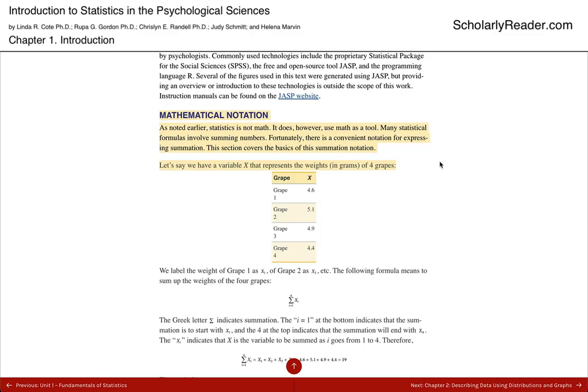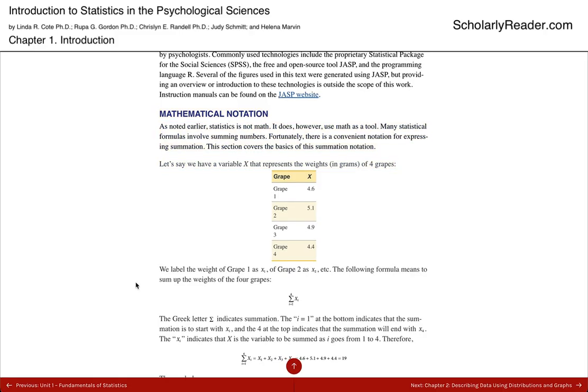Mathematical notation. As noted earlier, statistics is not math. It does, however, use math as a tool. Many statistical formulas involve summing numbers. Fortunately, there is a convenient notation for expressing summation. This section covers the basics of the summation notation. Let's say we have a variable x that represents the weight in grams of 4 grapes. We label the weight of grape 1 as x of 1, of grape 2 as x of 2, etc. The following formula means to sum up the weights of the 4 grapes.